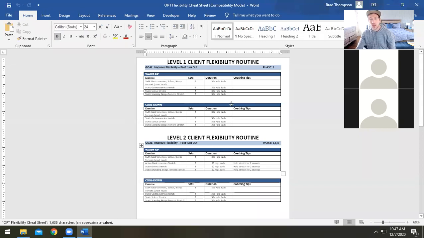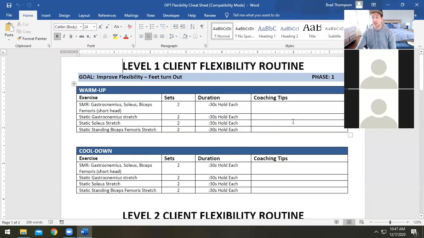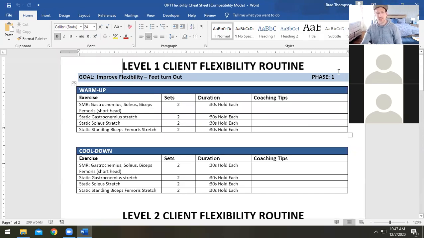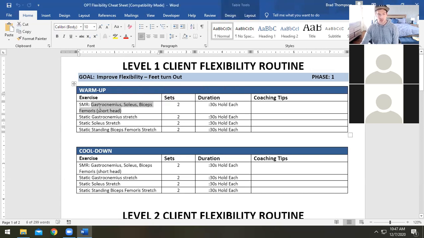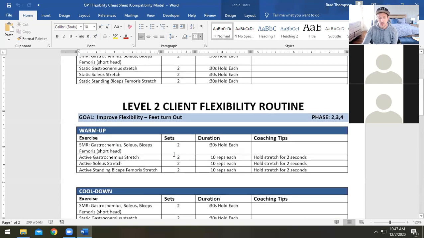Okay. So here's a level 1 flexibility routine. If your client's in stabilization, this is an example, right? Let's say my client has tight calves and tight hamstrings. So we foam roll, 2 sets, 30 seconds each, and then we static stretch the calves and the hamstrings. Did that for their warm up, and I did it for their cool down.